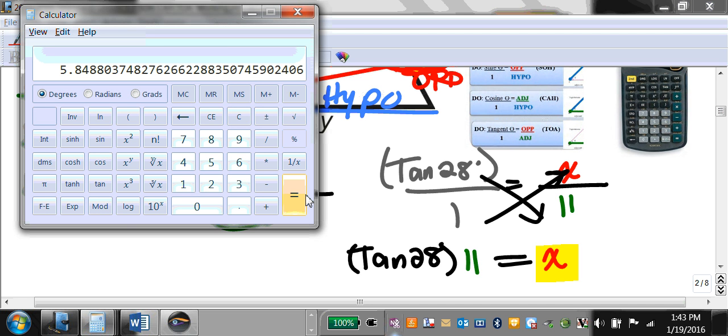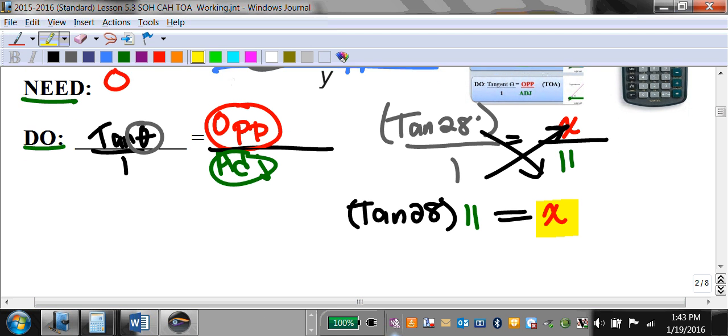You see how to use it, please? You got 5.24? Okay. You guys got it? You good? All right, let's do one more and then I'll cut you loose.